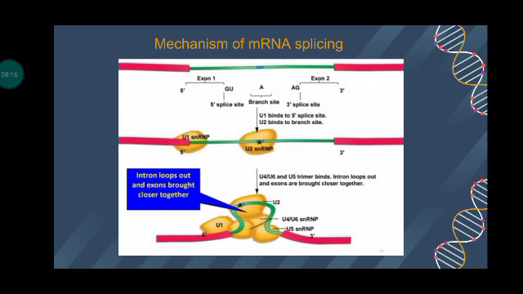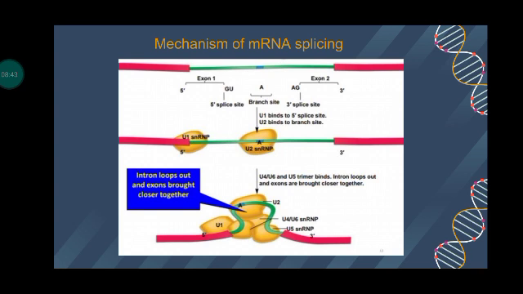So what is the mechanism of mRNA splicing? First, U1 binds to the 5' splice site. This U1 will recognize and bind to the 5' splice site. Then U2 will recognize and bind to the 3' splice site. After binding of U1 and U2, now U4 and U6 will bind together and form a complex.